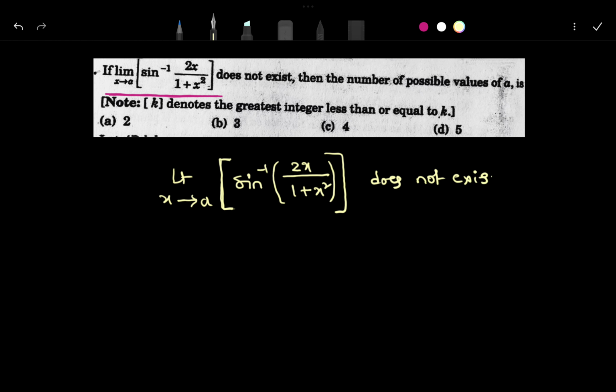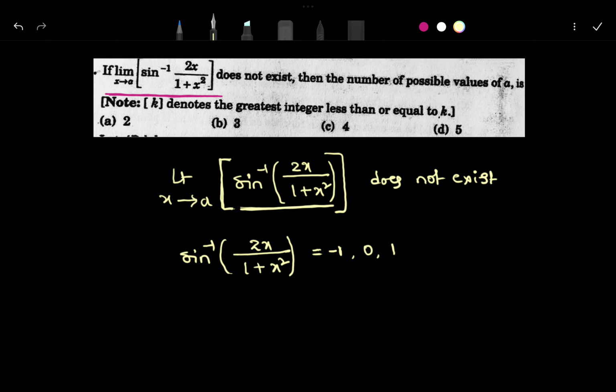So the limit does not exist where sine inverse of 2x by 1 plus x square takes integral values. This value will be equal to minus 1, 0, or 1, because the domain of sine inverse of x is the closed interval minus 1 to plus 1. So if sine inverse of 2x by 1 plus x square equals minus 1, 0, or 1, the limit does not exist.